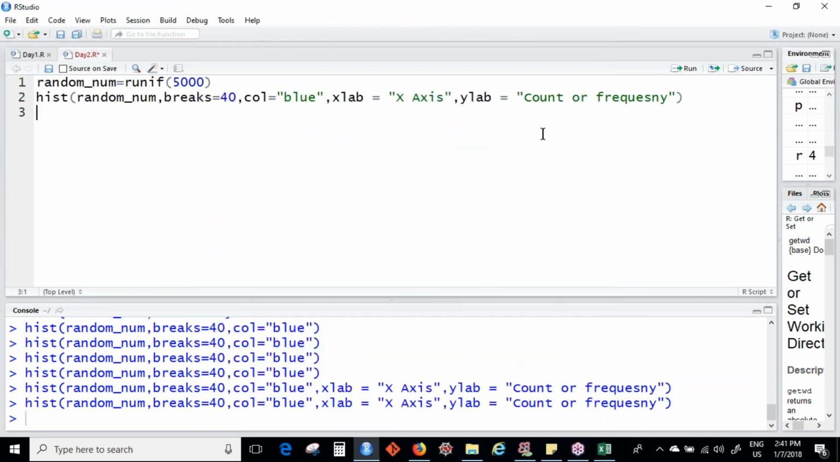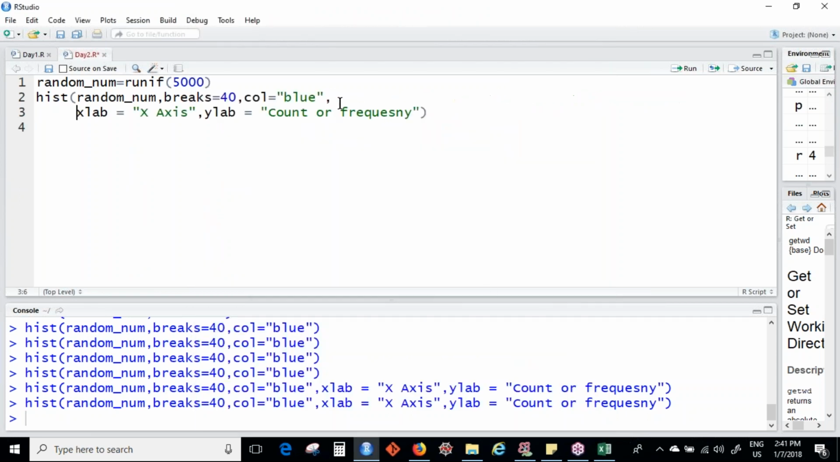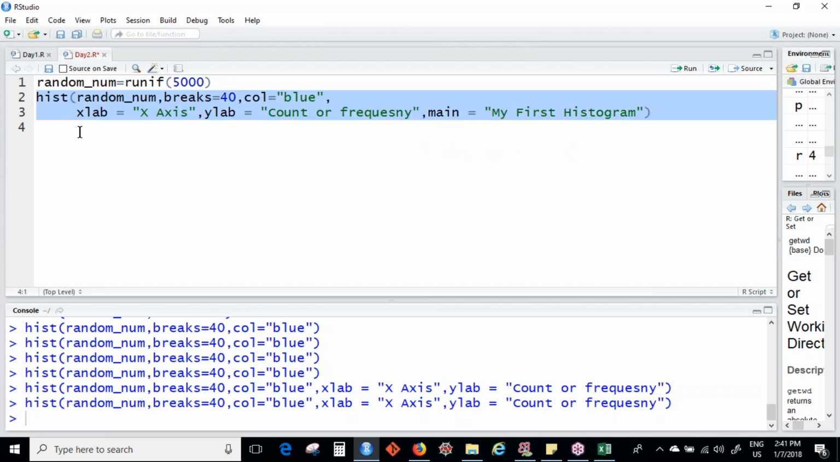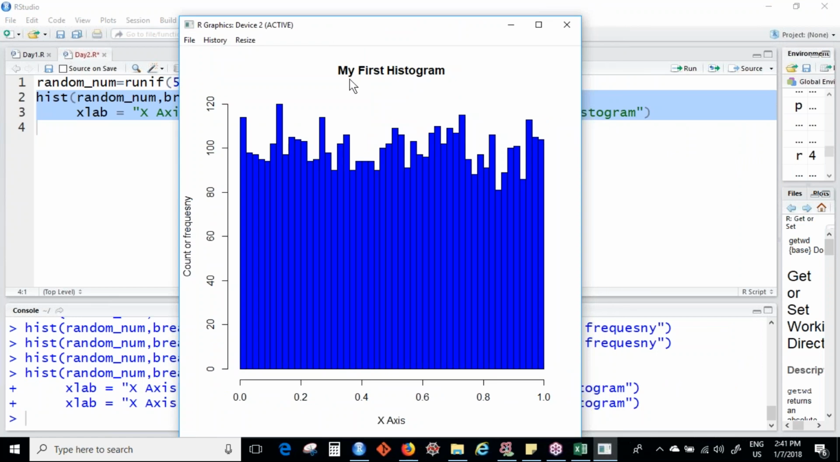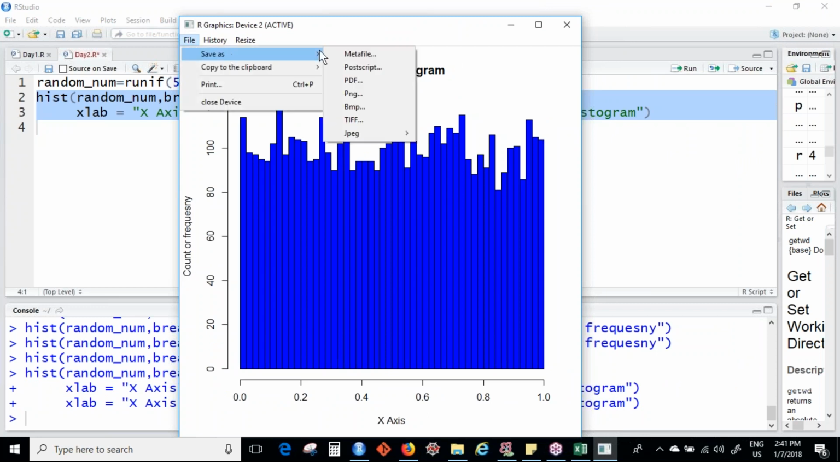And you can add an overall title also. If you want to add an overall title, you add it by using main. Main means the main title. So you can write my first histogram. Okay, so now since this is in two lines, I'll have to select both the lines and then press Ctrl Enter. So I'm getting the labels that I have given, basically my first histogram, x-axis, and this y-axis. Okay, so this way you can give your own labels.